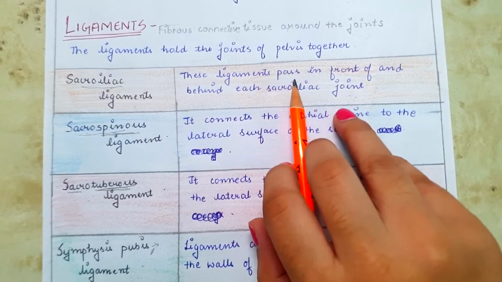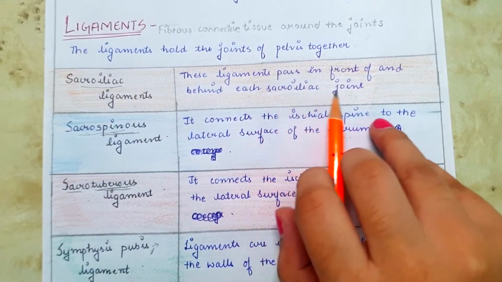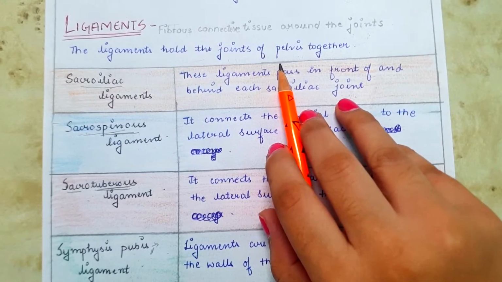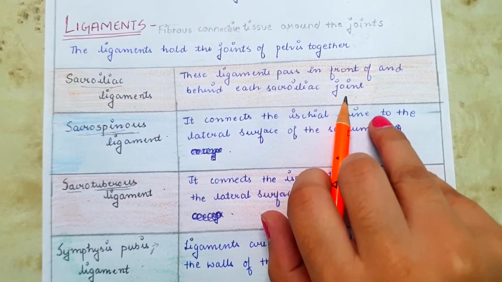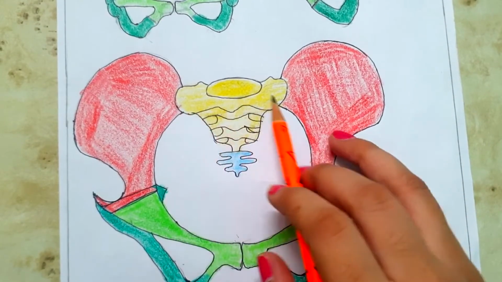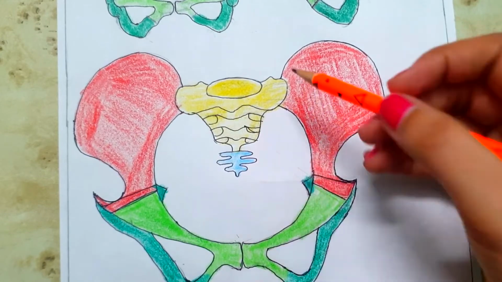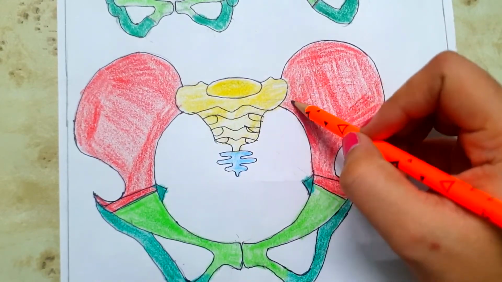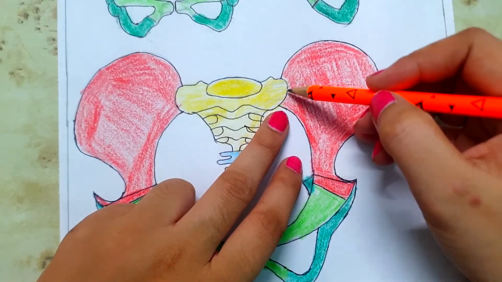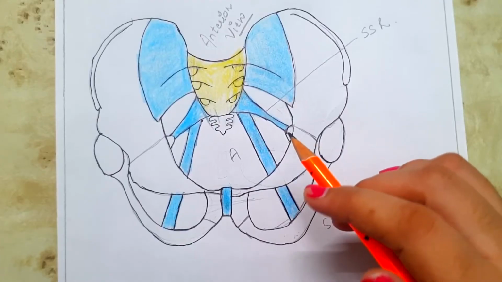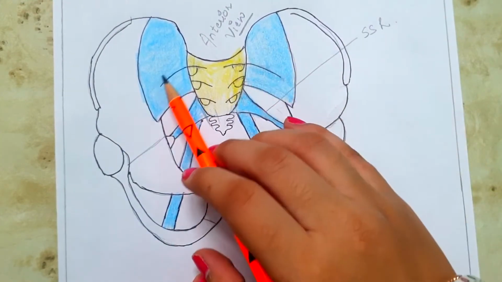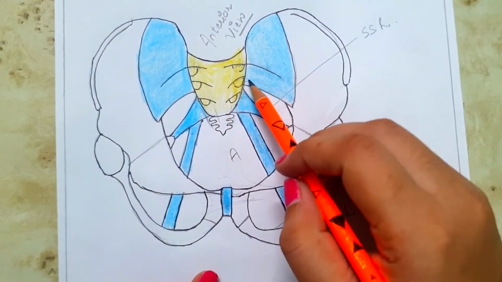These ligaments pass in front of and behind each sacroiliac joint, meaning they are present anteriorly and posteriorly of each sacroiliac joint. As you can see here in the diagram, these two are the sacroiliac joints, and the sacroiliac ligaments are present in front of as well as behind the sacroiliac joint. So this is the anterior view of the pelvis, and these are the sacroiliac ligaments.